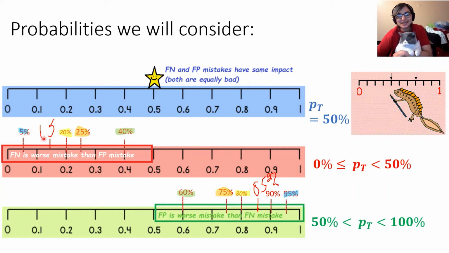So we'll be talking about these main probabilities, and then I'll be showing you the intuition. Basically, how is a probability threshold like a currency? How can it tell us the way that we weight the false negative and the false positive mistakes? So let's get started and check this out.